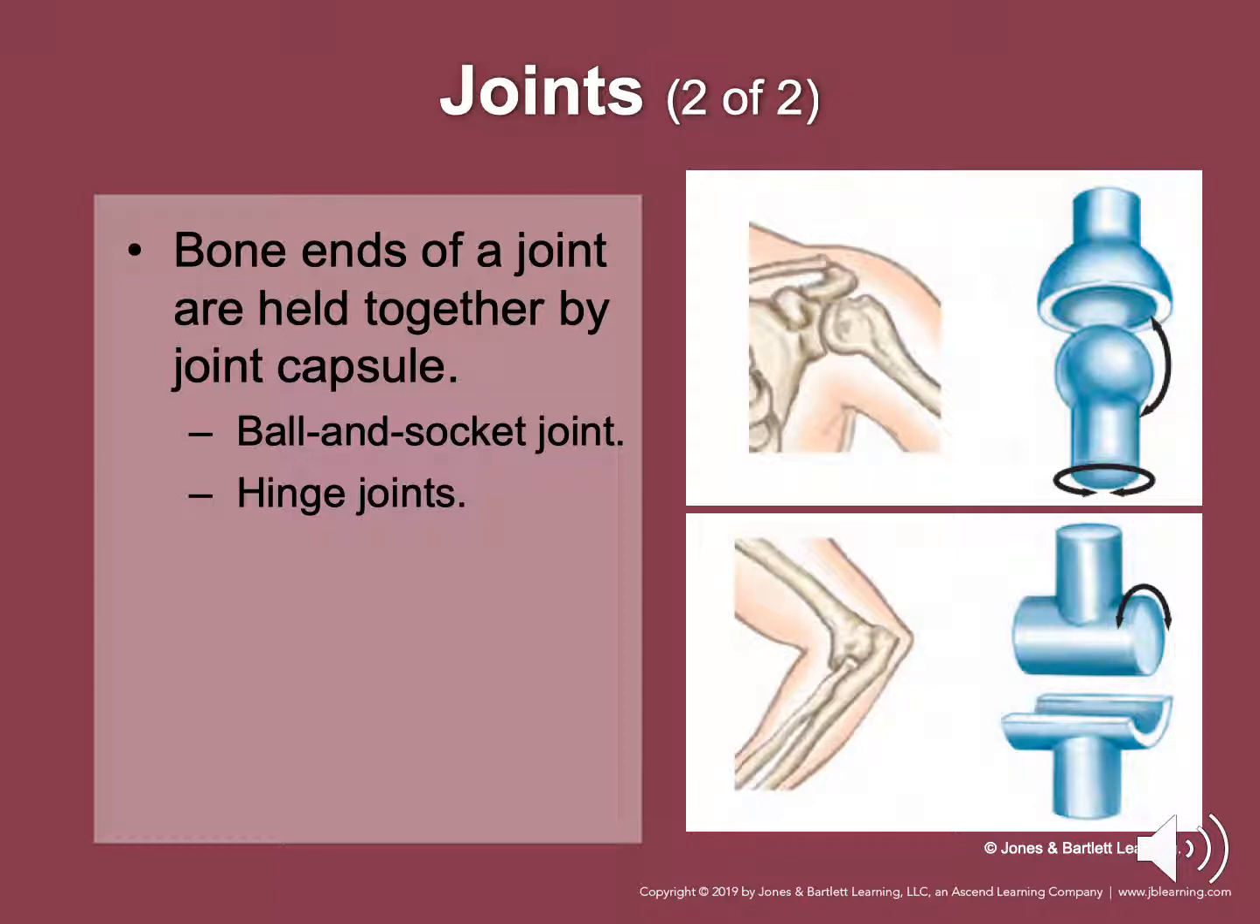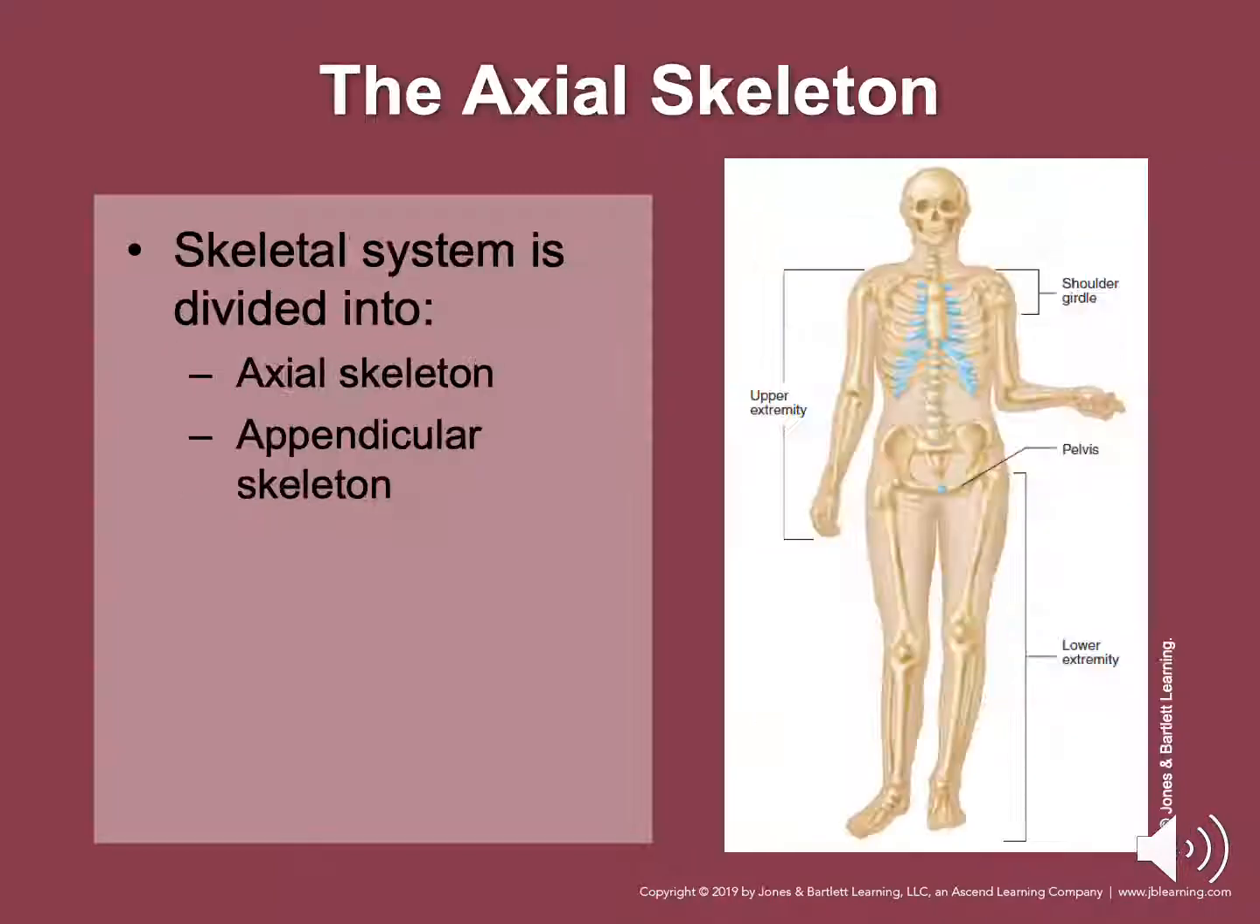The skeleton is divided into two systems: the axial skeleton and the appendicular skeleton. The axial skeleton is composed of the thoracic cage and vertebral column. The appendicular skeleton is composed of the arms and legs and the connection point in the pelvis. So the heart, lungs, and the great vessels are in the thorax.